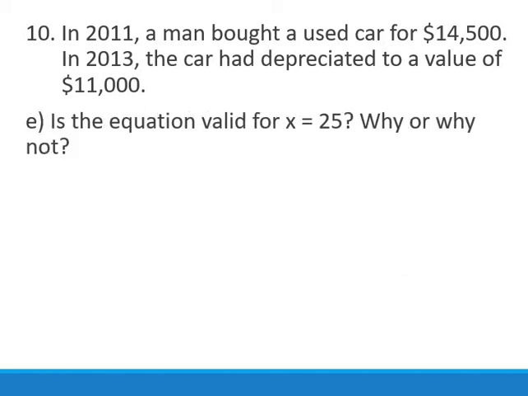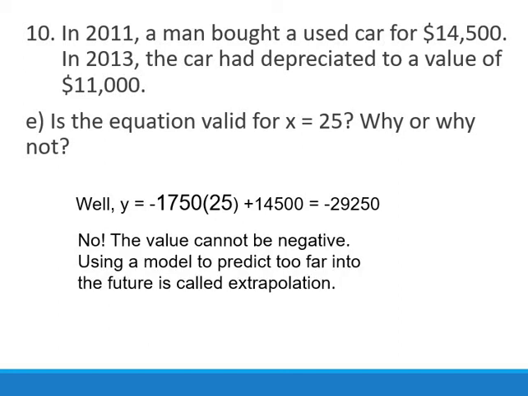And then there was one more part. Is the equation valid for x equals 25? Why or why not? Well, if we want to figure that out, we can plug it in. We can think about it. Should we predict 25 years into the future? But if we plug it in, what happens? You get that the value of the car would be negative 1,750 times 25 plus 14,500. That comes out to be a large negative number. So it doesn't make any physical sense. Physically, no, the equation's not going to hold. Once it goes past zero, the equation's no longer going to work.